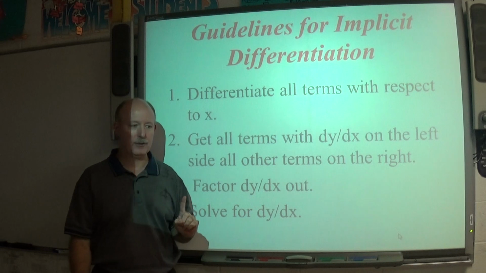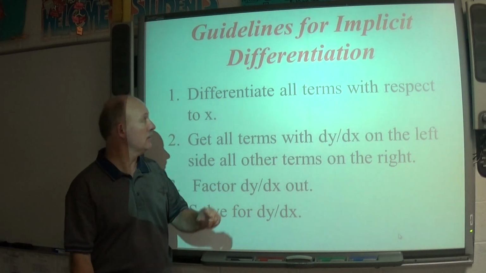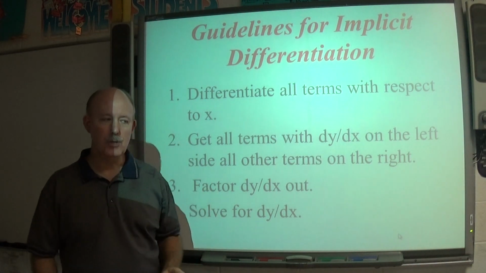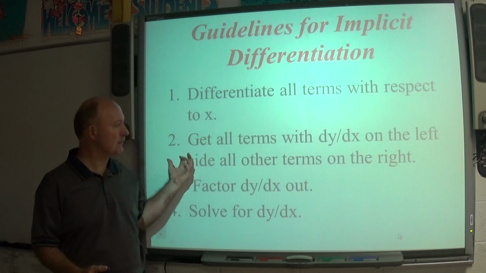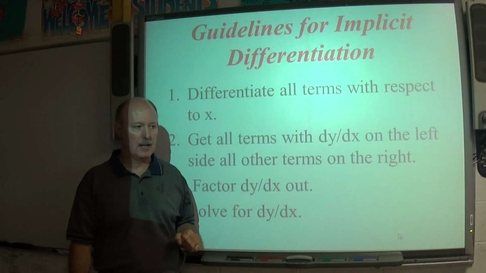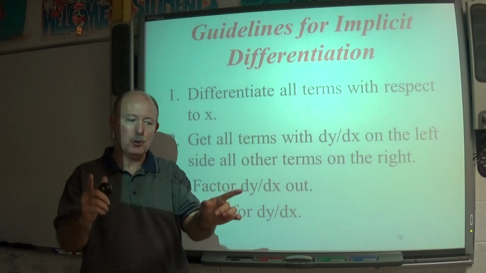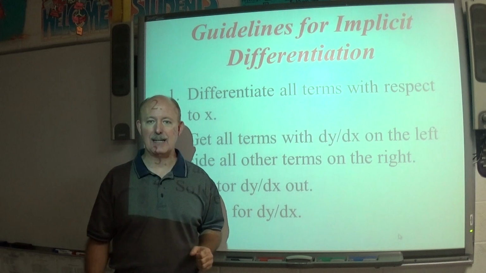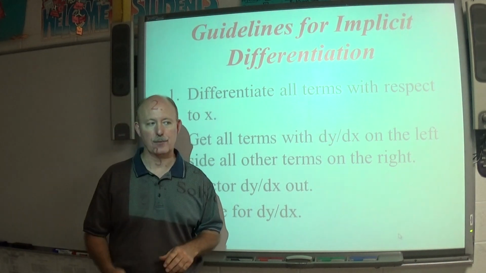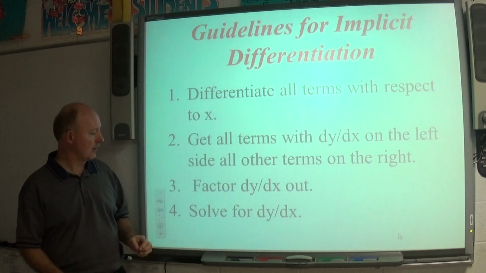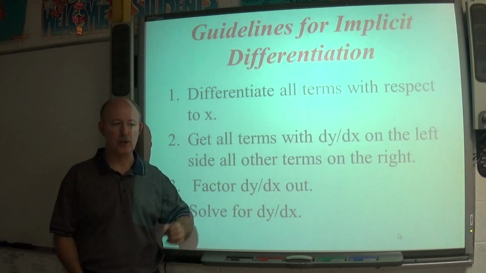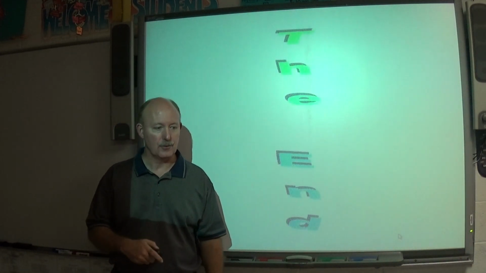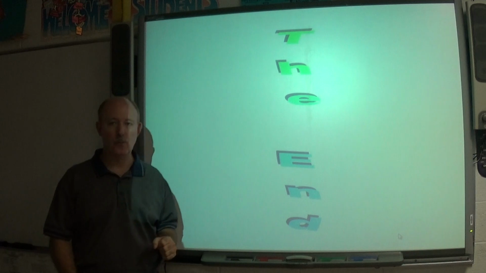So once again, let me summarize the guidelines for implicit differentiation. Number one, differentiate all the terms with respect to x. Number two, get all the terms that have dy dx on the left, everything else on the right. Number three, if you have two or more dy dx factors, you have to factor dy dx out. And then last, solve for dy over dx. That summarizes our 4 steps. If you follow these steps, you can use implicit differentiation to find the derivative of about any equation. So that finishes our video, and the second video will start here in just a minute.